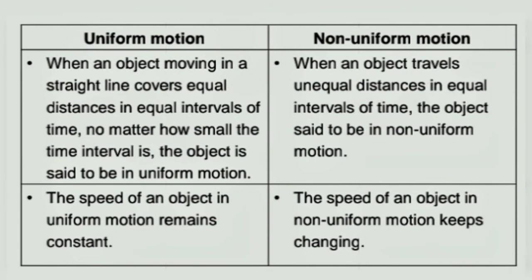When an object moving in a straight line covers equal distance in equal intervals of time, the object is said to be in uniform motion. And when it travels unequal distances in equal intervals of time, it is said to be in non-uniform motion.